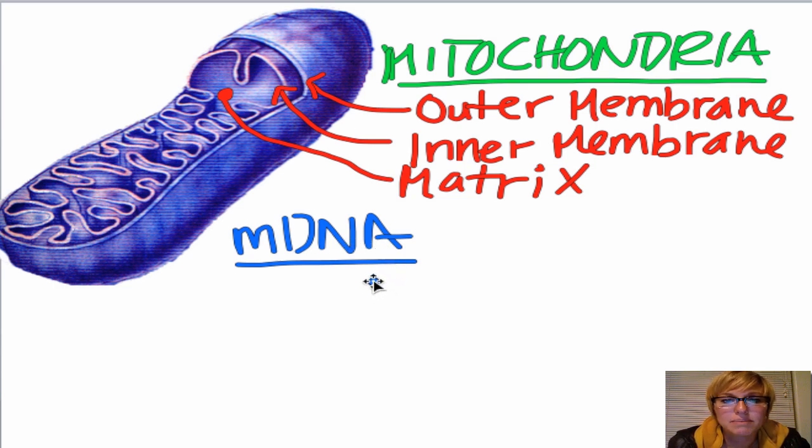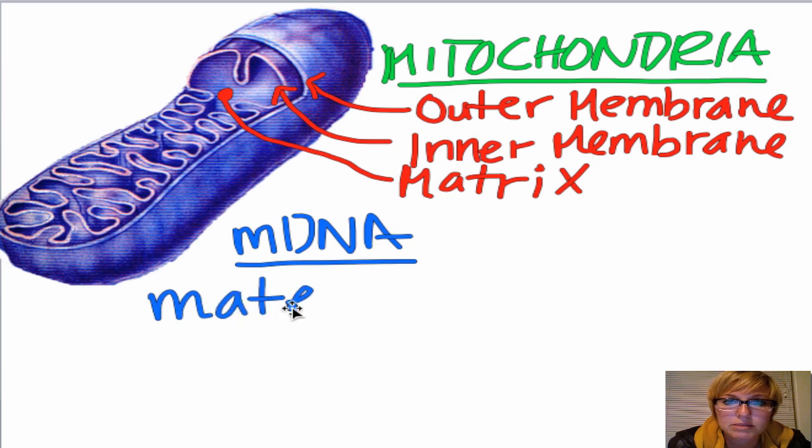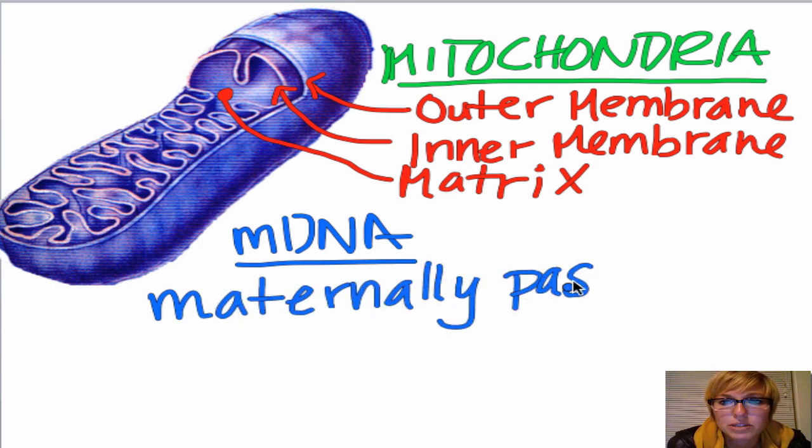And the thing about mitochondrial DNA is it's passed down maternally. So it's maternally passed, which means all the mitochondrial DNA, all the DNA that's inside of every single mitochondria and every single cell of your body is all from your mom.